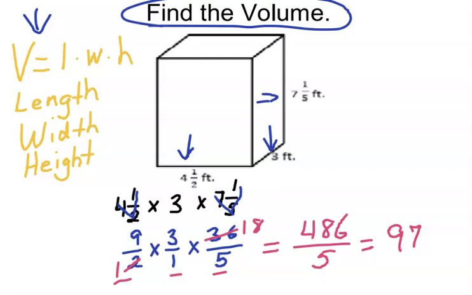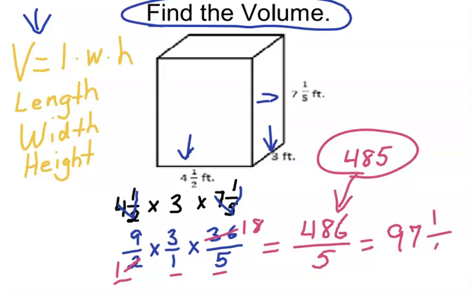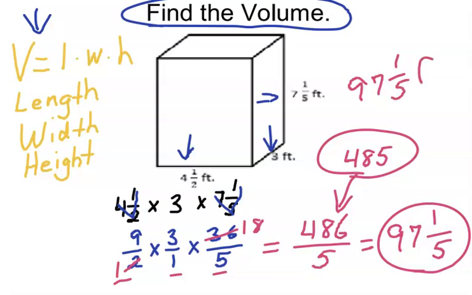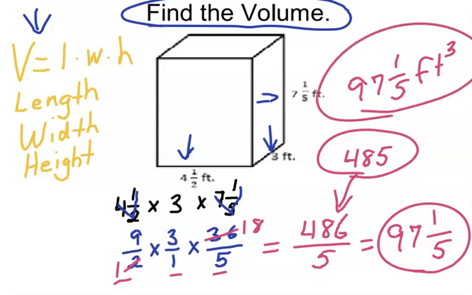So if we do 97 times 5, that's 485. So we've used up 485 of the 486. So how much is left over? 1 out of 5. So, and the answer is going to be in feet cubed because it's volume. So 97 1/5 feet cubed. Okay, remember it's three-dimensional. So there's our answer, 97 1/5 feet cubed.